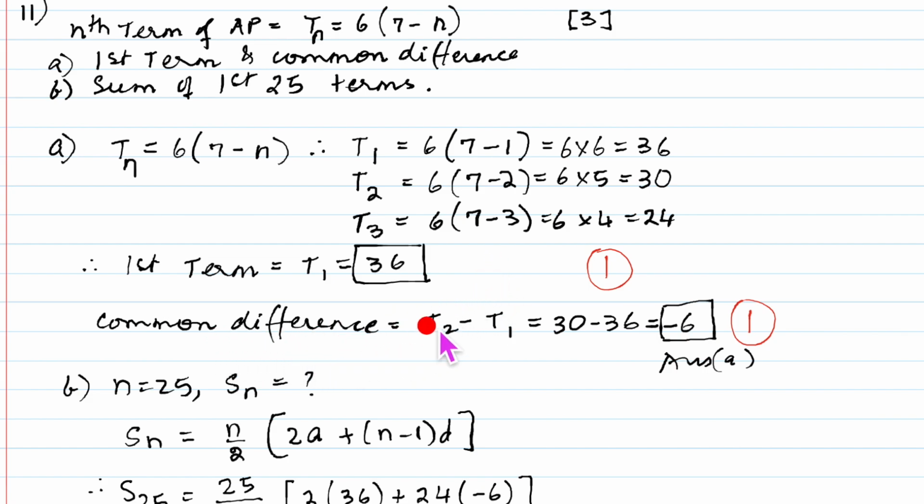Now common difference will be T2 minus T1, that is 30 minus 36, that is minus 6. So 1 mark for this, 1 mark for this, that is our 3-mark question.